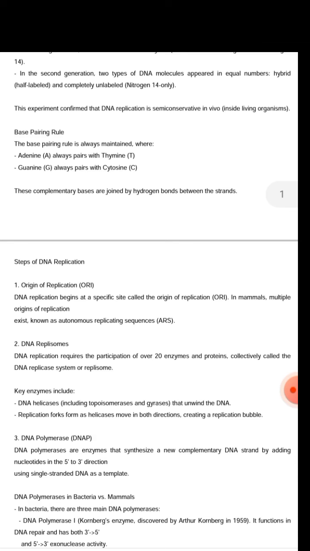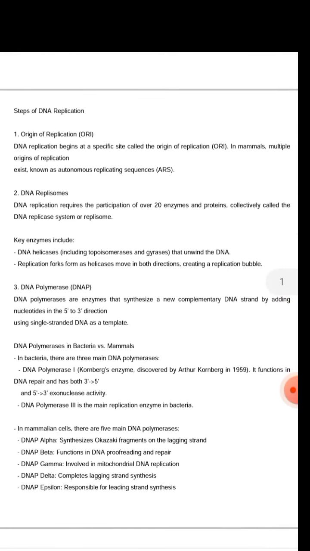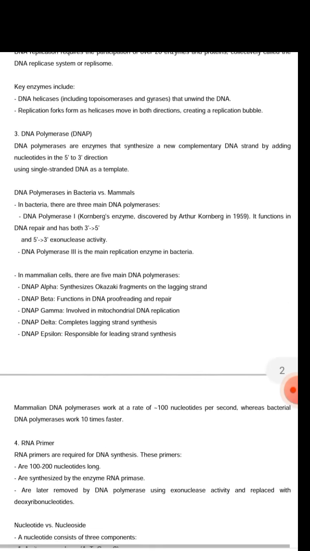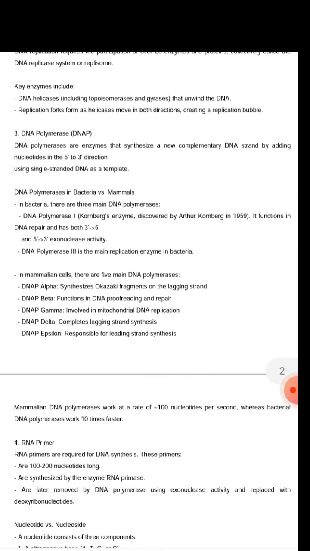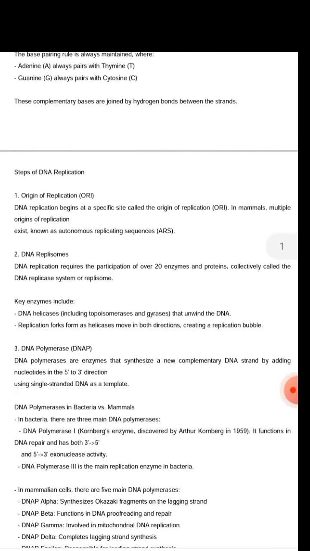Then what are some of the steps of DNA replication? These are the major steps of DNA replication: the origin of replication, the DNA replisome, the DNA polymerase, and the fourth is the RNA primer. So those are the four things you need to know during DNA replication.